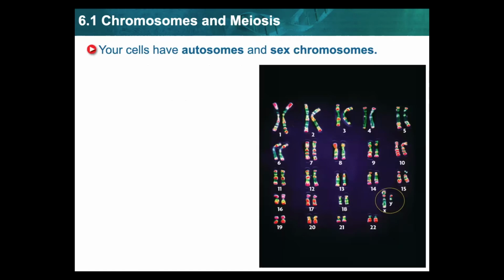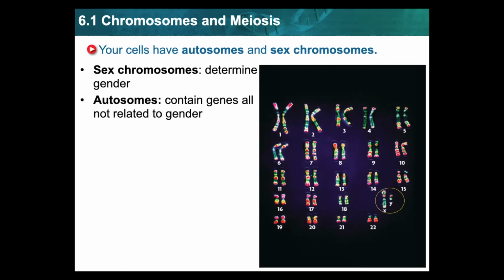Within your chromosomes, there are 2 main kinds. You have autosomes and sex chromosomes. So sex chromosomes determine the gender. Autosomes contain genes not related to gender, but for everything else. So autosomes control things like your blood type, your hair color, how tall you'll be, athleticism, musical ability, genes for cancer. Really everything you could think of, all the genes are located on autosomes, except for things that make you male or female.